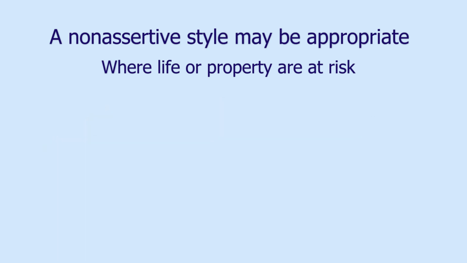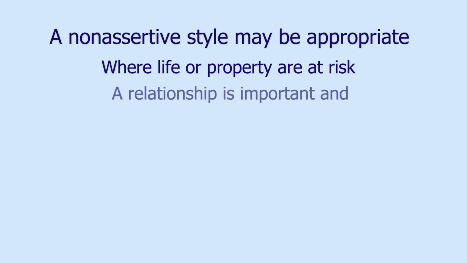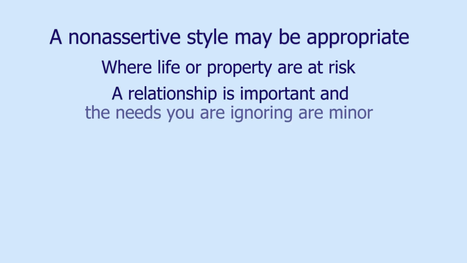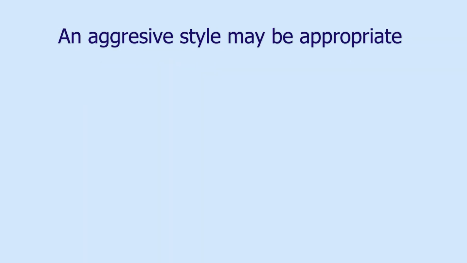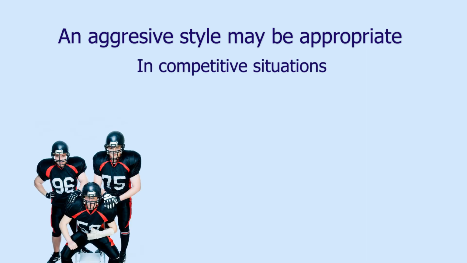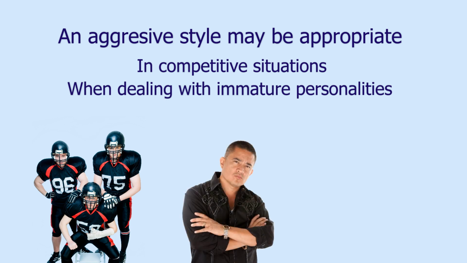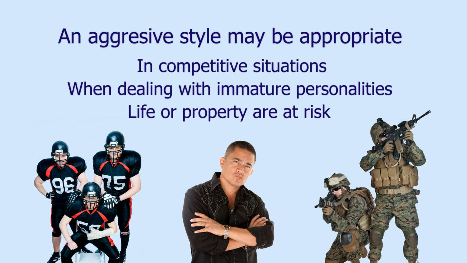A less extreme and more common situation is where a relationship is important and the needs you are ignoring are minor. For example, when visiting an elderly parent, it might be appropriate to put one's needs aside for a short time in order to care for the parent, knowing that your needs will be met later after the visit. Likewise, an aggressive approach is often appropriate in competitive situations, when dealing with immature personalities who refuse to cooperate, or in situations where life or property is at risk.